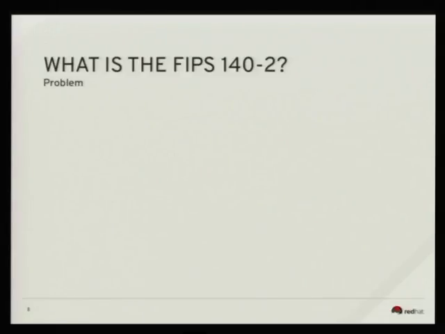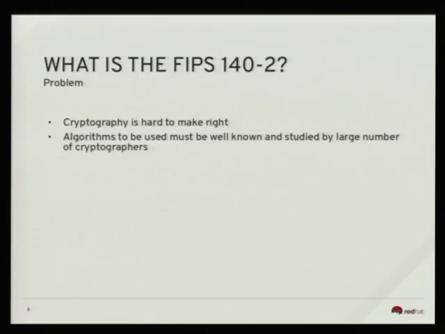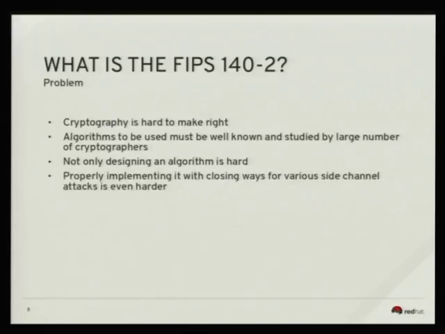So, what is FIPS 140-2 actually trying to solve? Cryptography is hard to make right. It's very hard to make right, actually. If you want to make it at least somehow correct, the algorithms must be well known and studied by a large number of cryptographers. Otherwise, there is a very high risk that the algorithm is wrong and is actually insecure. But not only is designing a new algorithm hard, properly implementing it while closing the ways for various side channel attacks is even harder. Even cryptographers cannot do this.